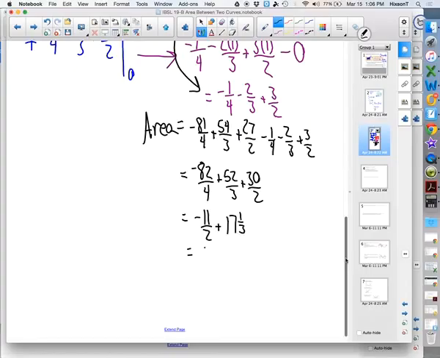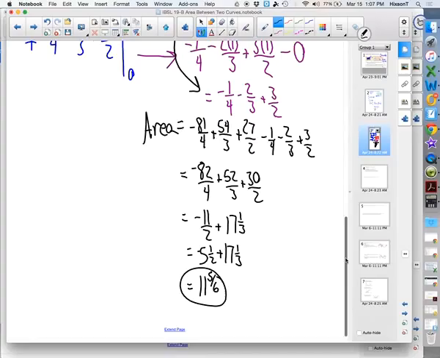So I have a negative 5.5 plus 17 1/3. So that's going to be 11 5/6. Okay, so that's our total area contained between those two curves. You just put it in units, right? It would just be in units. Yeah, square units or whatever is fine.